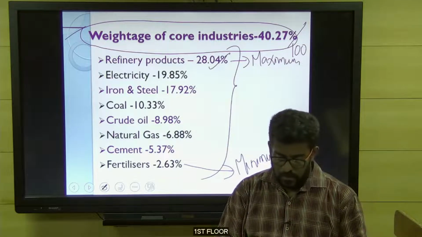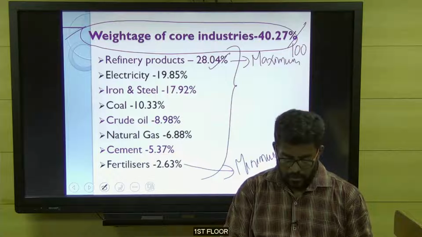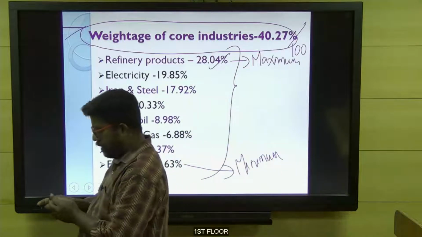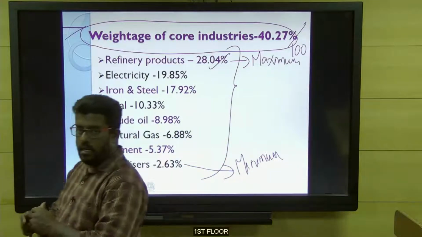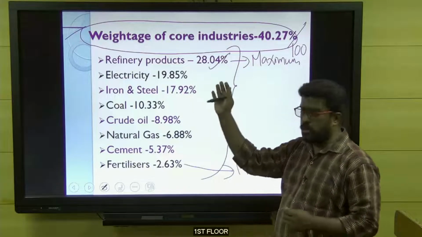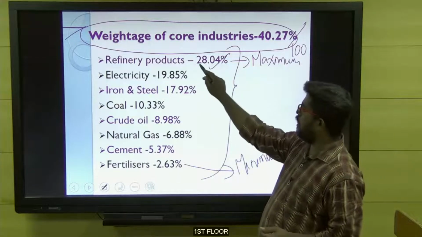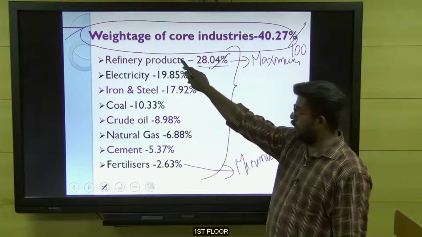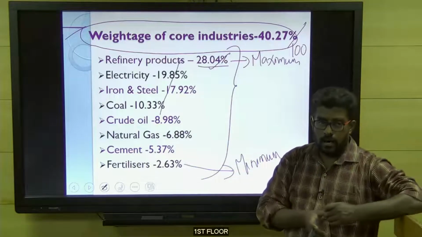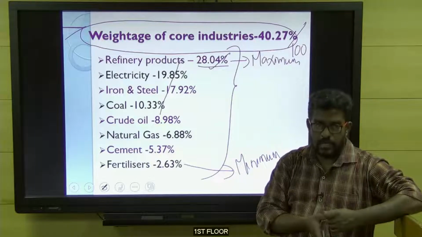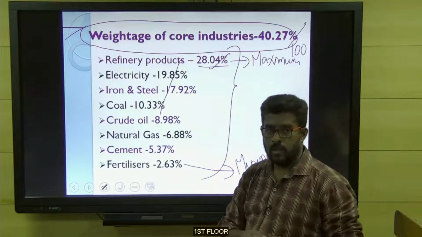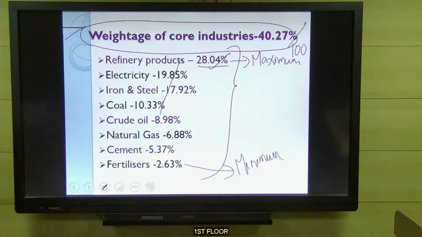This slide is about the prelims angle. If they ask about the weightages, this slide will help you. Kindly memorize this, students. Don't memorize all the values, just the order. Refinery got 28, fertilizers 2.6 or 2, and the first four you can remember. They may ask ascending or descending order based on the weightages. Numbers need not be remembered, but try to remember the order. They won't ask the decimals.